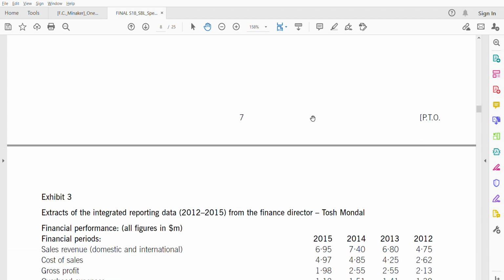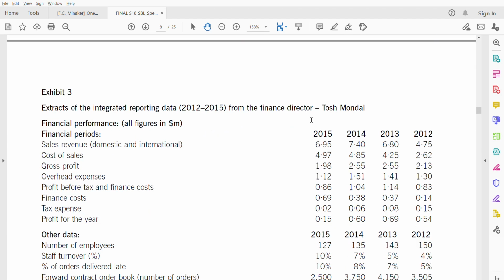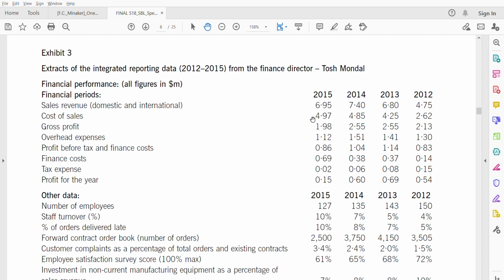Right now, Exhibit 3. So this is an extract of the integrated report from 2012 to 15. Okay, from the finance director. All the financial reports are given and all these figures are in million, dollar million, right? So the financial periods are given, right?